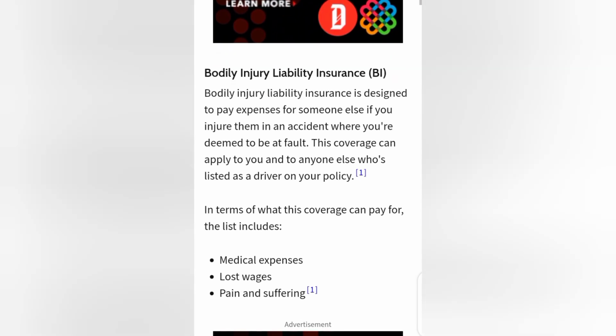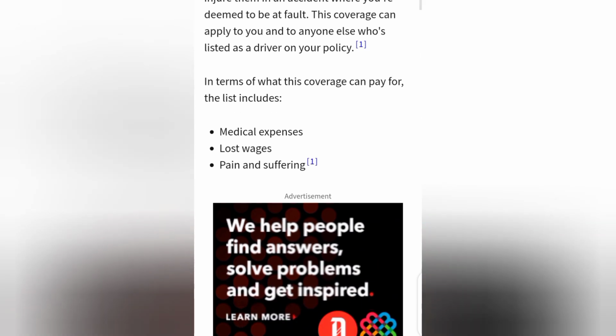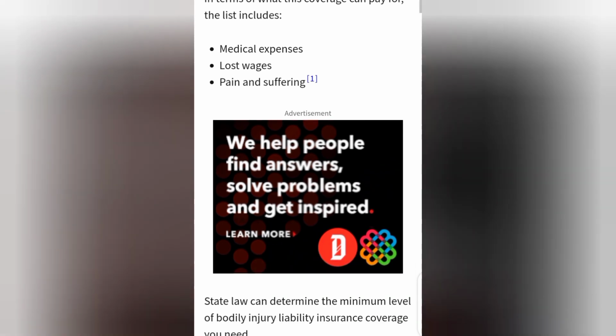Bodily injury liability insurance, also known as BI. Bodily injury liability insurance is designed to pay expenses for someone else if you injure them in an accident where you are deemed to be at fault. This coverage can apply to you and to anyone else who is listed as a driver on your policy. In terms of what this coverage can pay for, the list includes medical expenses, lost wages, pain and suffering.